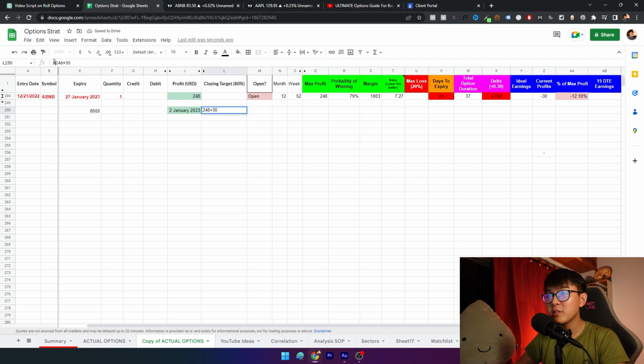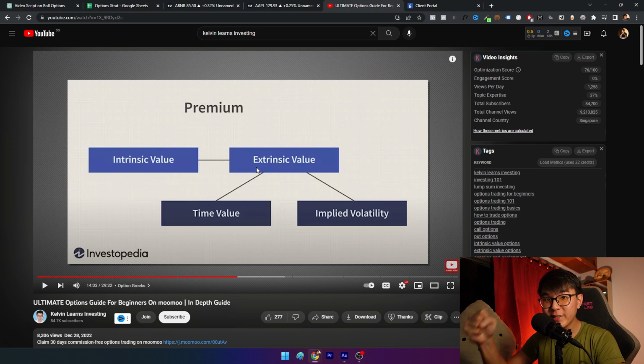If I were to buy back this option, that means I will be losing how much? 278 minus 248. So I'll be losing $30 immediately, because the price of the option that you sold is based on intrinsic and extrinsic value. Extrinsic value is also affected by time value and implied volatility.